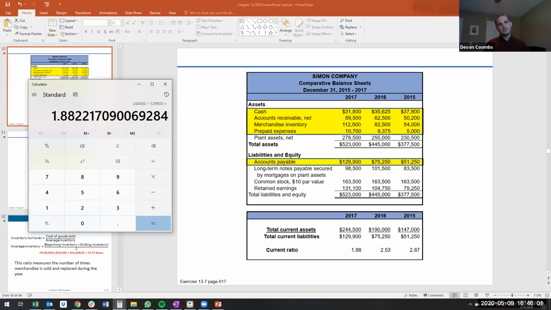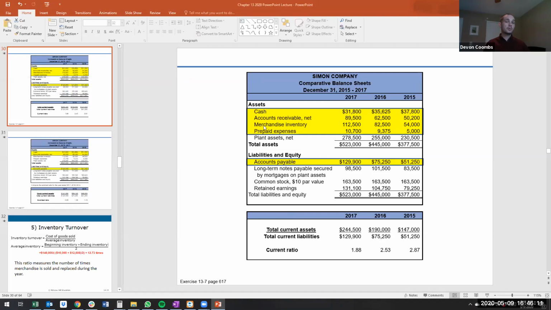We have a question. Does the current receivable in the acid test ratio include the current amount of notes receivable? Yeah, current receivable, yes, it would include the current amount of notes receivable as well. Good question. The answer there is yes. Anything we're expecting to receive within the year is almost guaranteed to be cash.